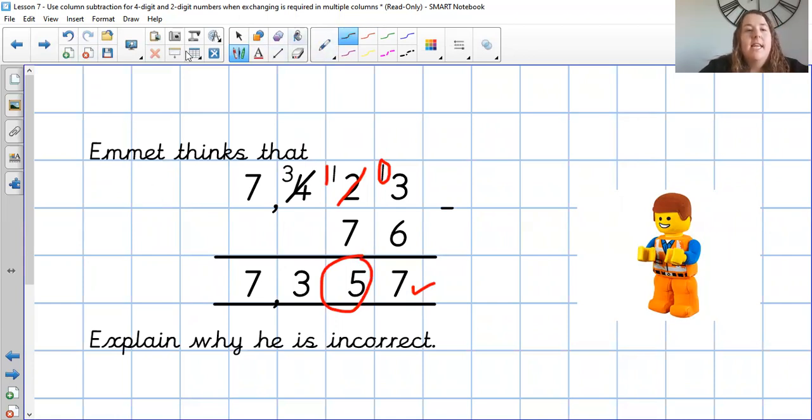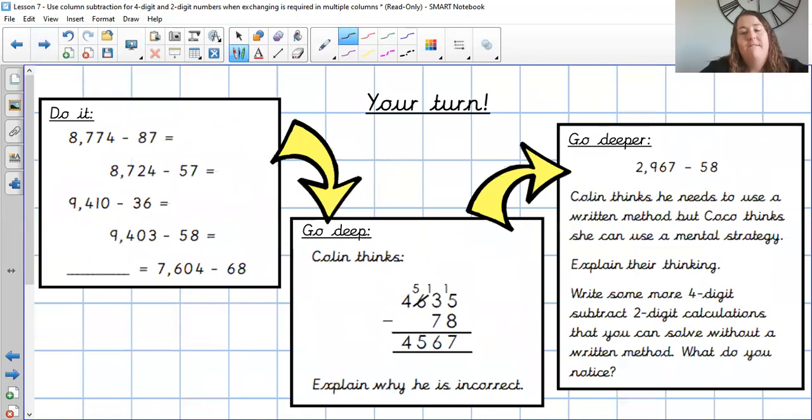Okay, finally then, your task for today. You have 5 do-it questions, just like the ones we've gone through. I will say the 4th and the 5th are going to be the trickier ones because there's a 0 there, but I'm sure you can do those. Good luck with them. Your go deep is then a Colin problem. What has he done wrong? Can you explain it? And then you'll go deeper today.